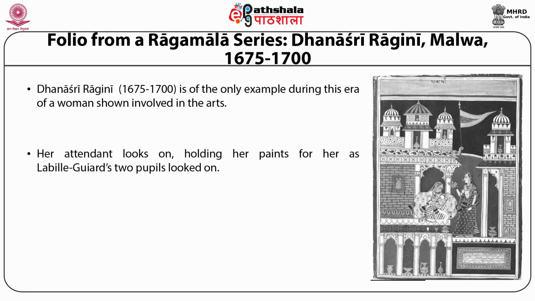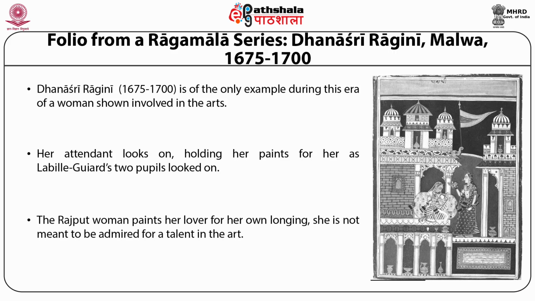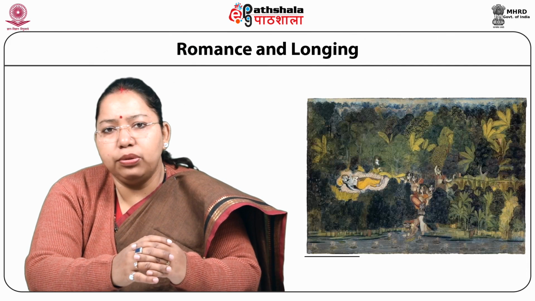Her attendant looks on, holding her paints for her, as Ragini's two pupils look on. However, it is clear that the modesty of the Rajput woman is in her attendant's ambiguous and seemingly distant stare, while the pupils gaze at her canvas directly. Engaged in her emulation, the Rajput woman paints her lover for her own longing. She is not meant to be admired for a talent in the art.